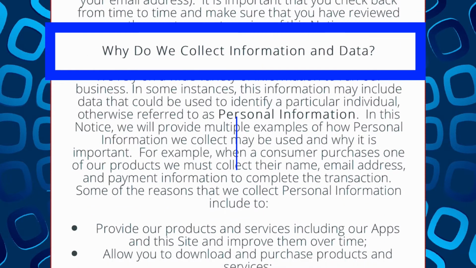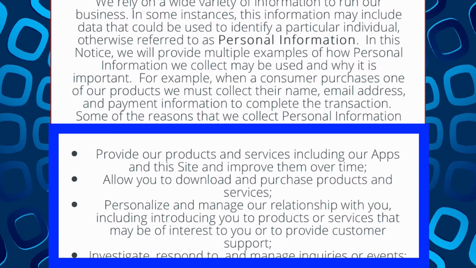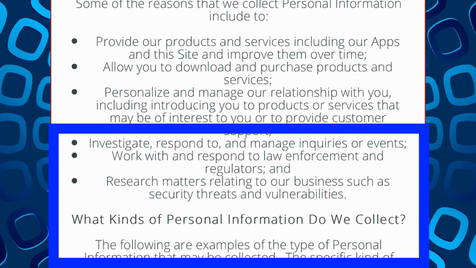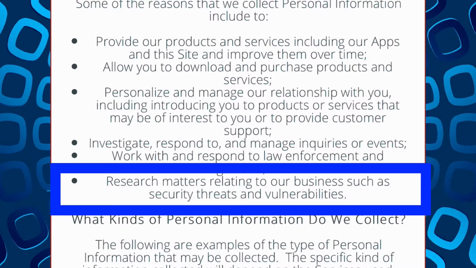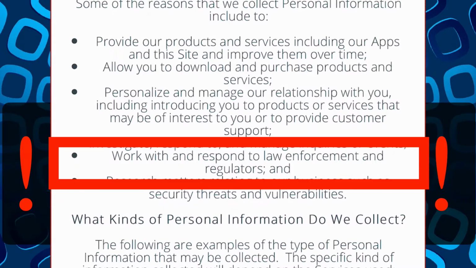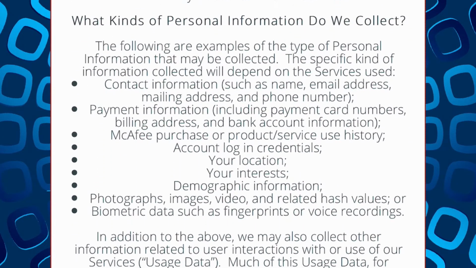So they say, why do we collect information? Supposedly it includes improvement of products, part of their download process, to personalize and manage a relationship with you, respond to events or inquiries, work with and respond to law enforcement and regulators, and research matters relating to our business such as security threats and vulnerabilities. So basically they use it for a lot of purposes, and in particular they do say law enforcement and regulators, which means they may be required to release your information with appropriate due process.